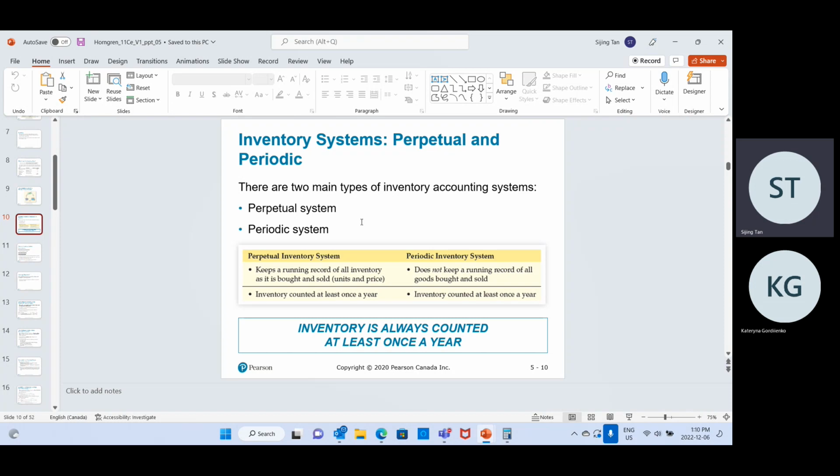The periodic system is used by businesses that sell relatively inexpensive goods, or that cannot afford a computerized inventory system. Those are like cheap stuff, right? Like a big bin of nails in a local hardware store. It's most likely accounted for using the periodic system, because under the periodic system, inventory is counted periodically, but the level of inventory between inventory counts is not maintained. What does that mean?